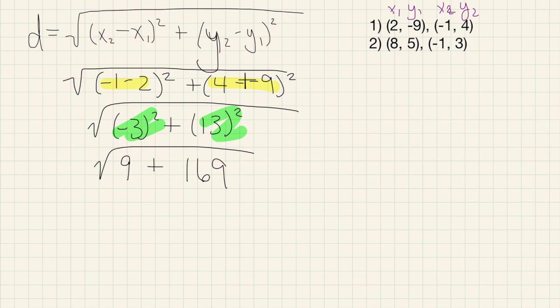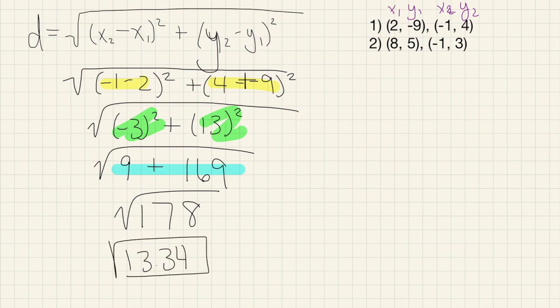So our next step in simplifying is to add these two things together. And when you add them together, you get 178. Now our last step is to take the square root of that answer, which will give you 13.34. All right, so let's go ahead and look at this next one.